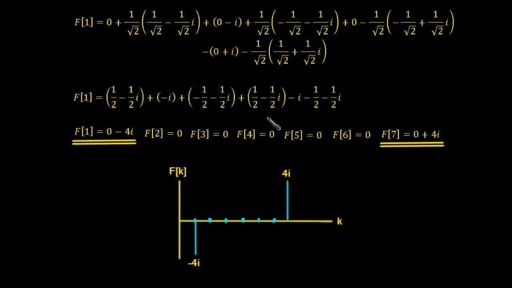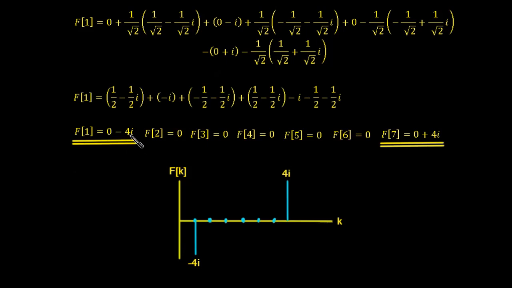So now when we add these together, you'll see that the half cancels with a half here and the half cancels with a half here, so there's no real component, and all we have is the i components, and when you add up the i components you get a value of minus 4i. So that means that f of 1 is equal to minus 4i.